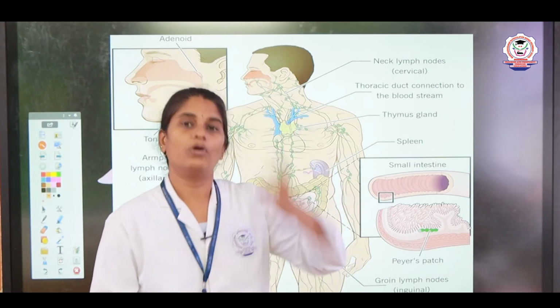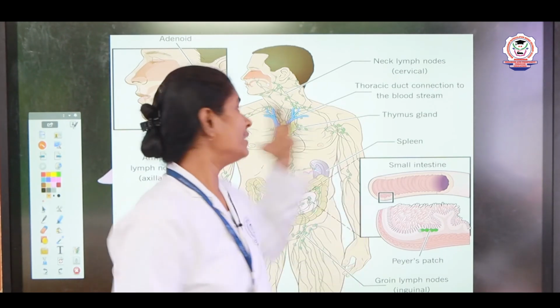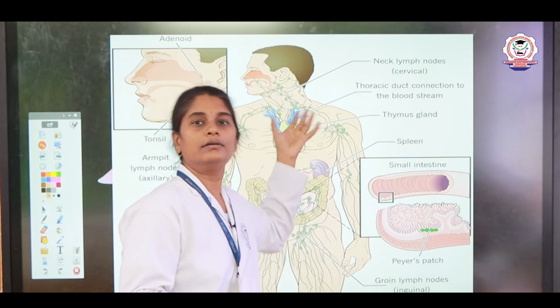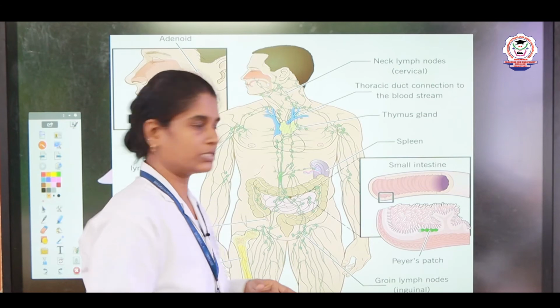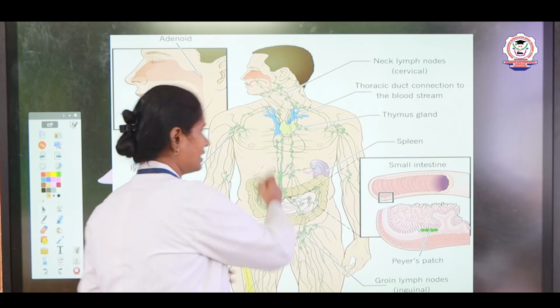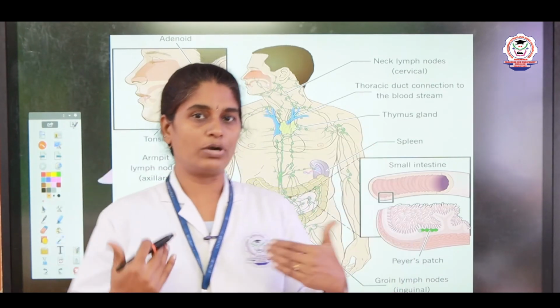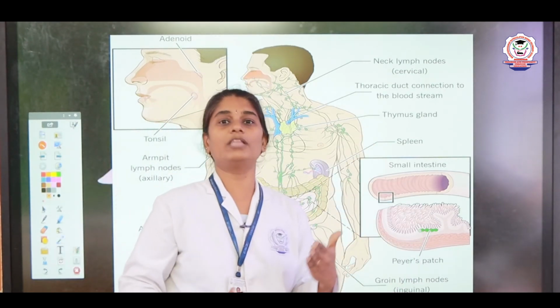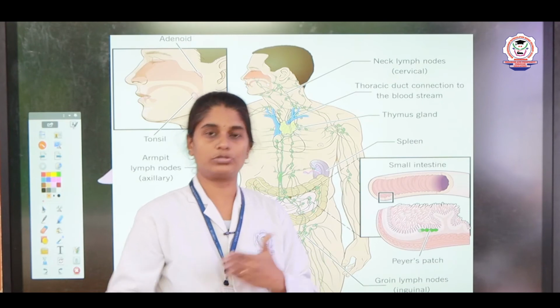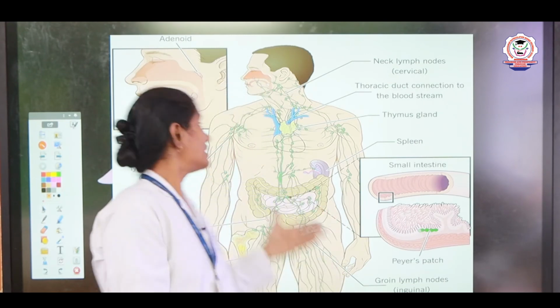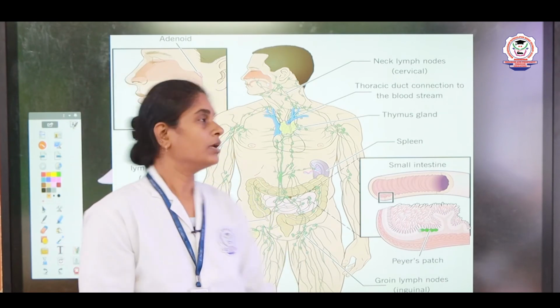tissues, from the organs, right. And it is again returned through the lymphatic vessels. So, the fluid circulation is known as the lymphatic system. Just as in our body the blood is circulated, the same way the tissue fluid is also circulated in our body with the help of a system which is known as the lymphatic system, right.